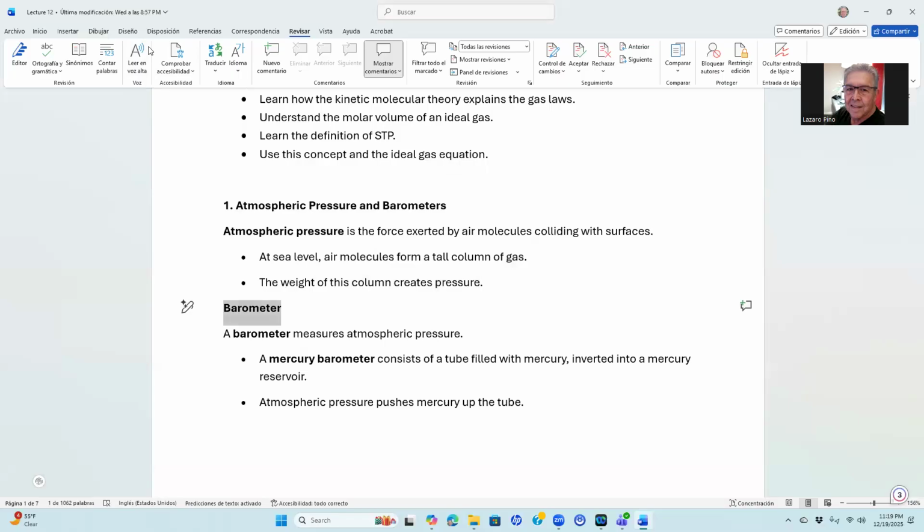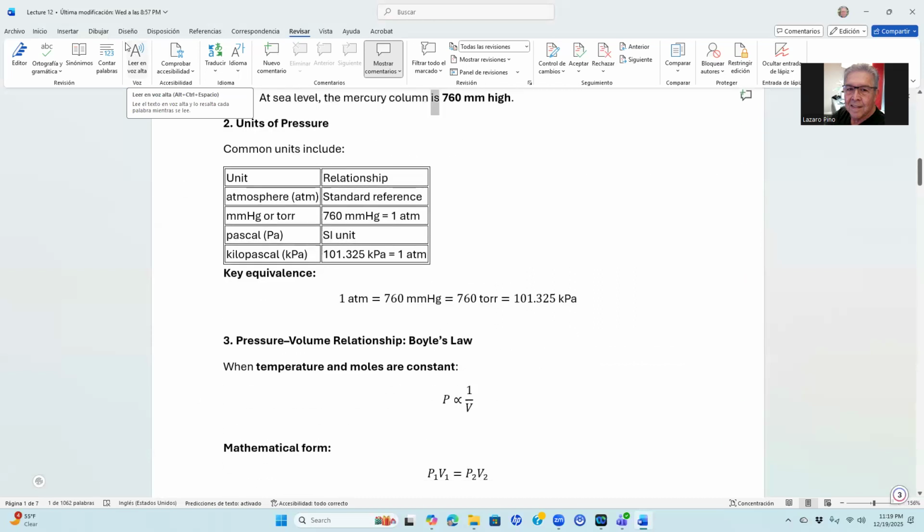Barometer. A barometer measures atmospheric pressure. A mercury barometer consists of a tube filled with mercury, inverted into a mercury reservoir. Atmospheric pressure pushes mercury up the tube. At sea level, the mercury column is 760 millimeters high.